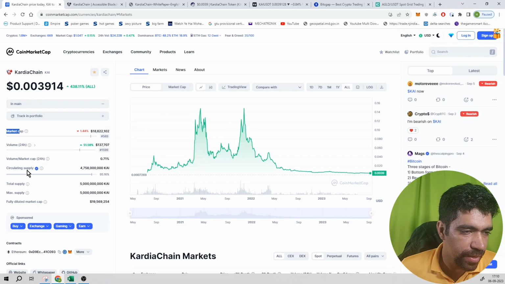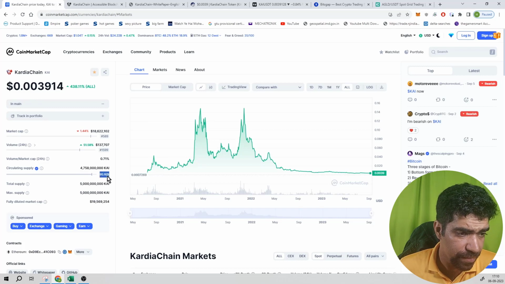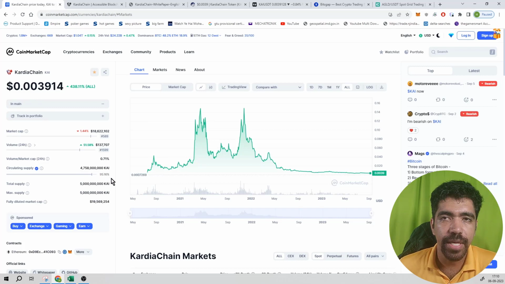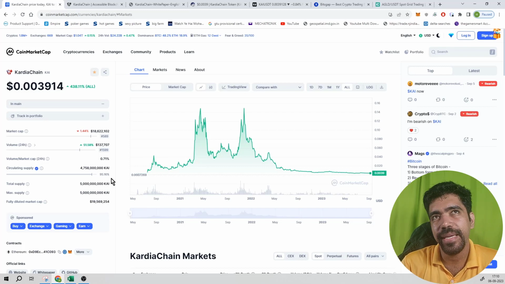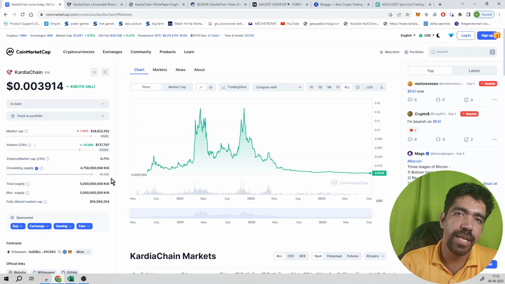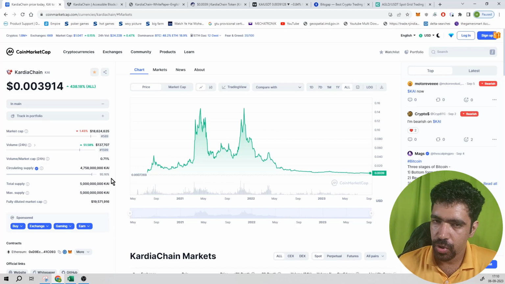It has a circulating supply of 4.75 billion KAI tokens, which is 95.16%, and the total maximum supply of this token is 5 billion tokens. So 95% of the token is already in the blockchain. That is a good thing, because only 4.85% of the supply is still pending, which could create inflation of the blockchain during the entire lifespan of this token.